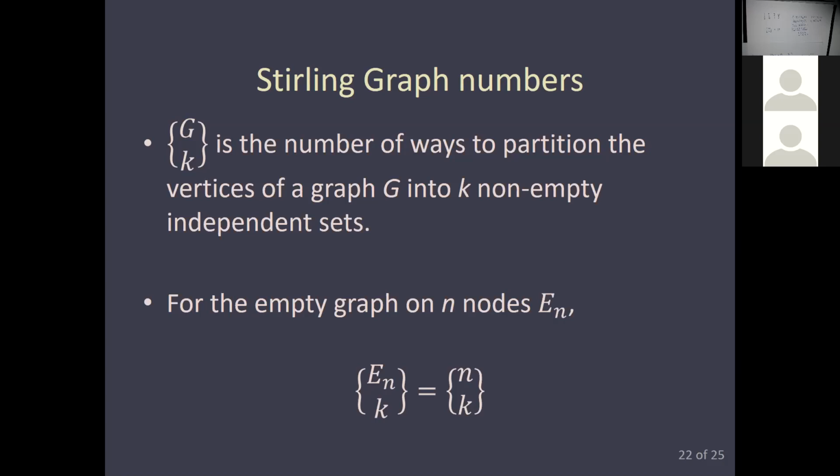The easiest case is if you have an empty graph, because then it's just the number of ways to partition n things into k blocks, which is the Stirling number of the second kind, which is why we can call these Stirling graph numbers. I found these about 3 years ago.